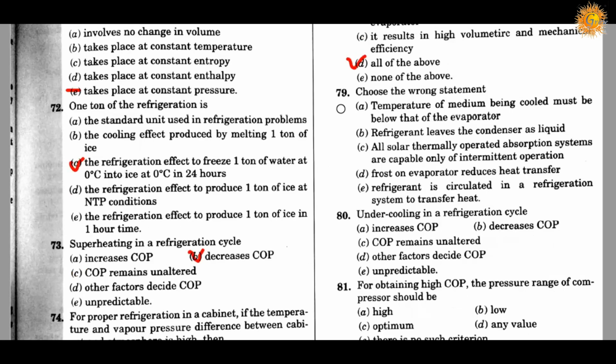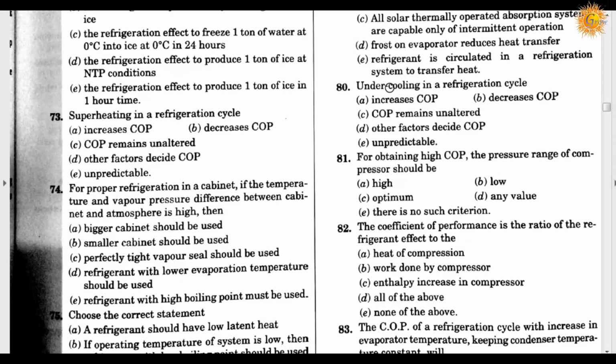Question 79. Choose the wrong statement. Option A, temperature of medium being cooled must be below that of the evaporator, option B, refrigerant leaves the condenser as liquid, option C, all solar thermally operated absorption systems are capable only of intermittent operation, option D, frost on evaporator reduces heat transfer, option E, refrigerant is circulated in a refrigeration system to transfer heat. So the wrong statement in question 79 is A. Temperature of medium being cooled must be below that of the evaporator.